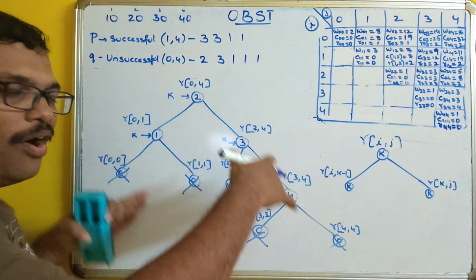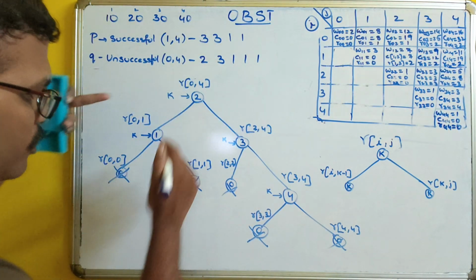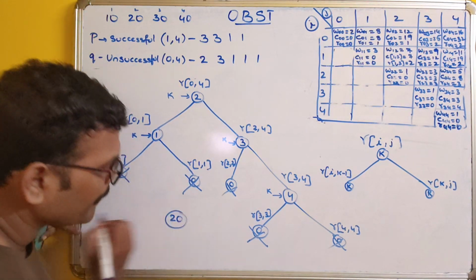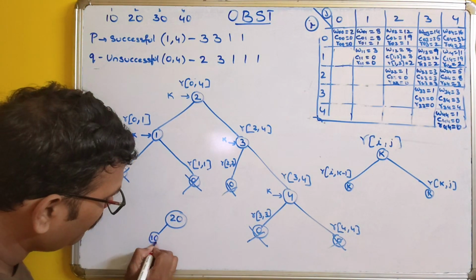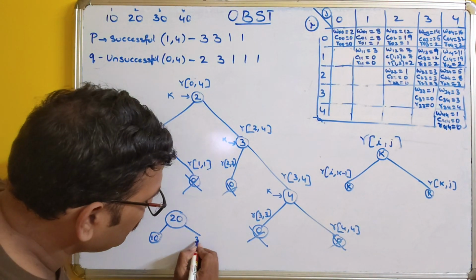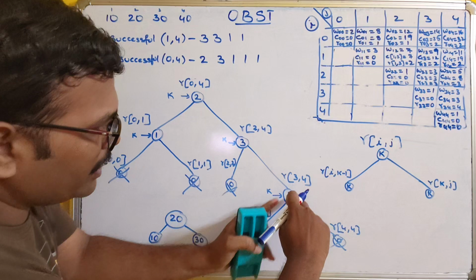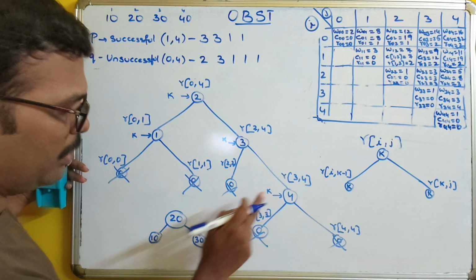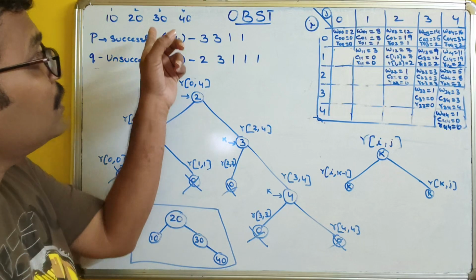Now this is the optimal binary search tree. Now replace these k values with the corresponding elements. So here 2 means second element, so 20. On the left hand side, 1, first element, it is 10. On the right hand side, third element, that is 30. And again on the left hand side, it is 40, you can see the fourth element. So this is the optimal binary search tree for the given example.